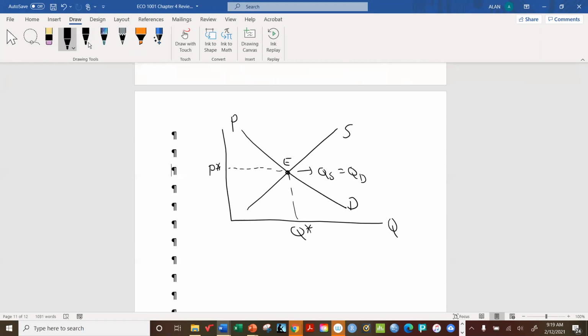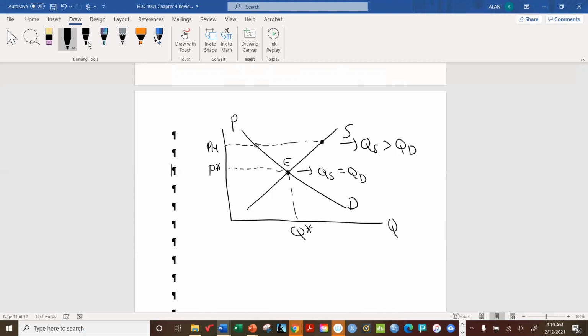For example, if the price is way up here somewhere for some reason, let's call this P, I don't know, PH for high. It's too high. What's going on up here? Well, you can see the supply curve is further to the right than the demand curve, which means the quantity supplied is greater than the quantity demanded. Now, that's not good. This situation can't persist because there's an imbalance between the quantity supplied and the quantity demanded.